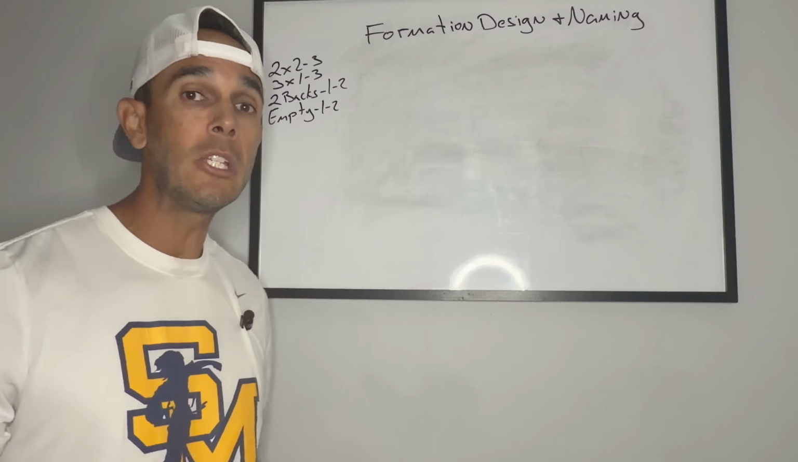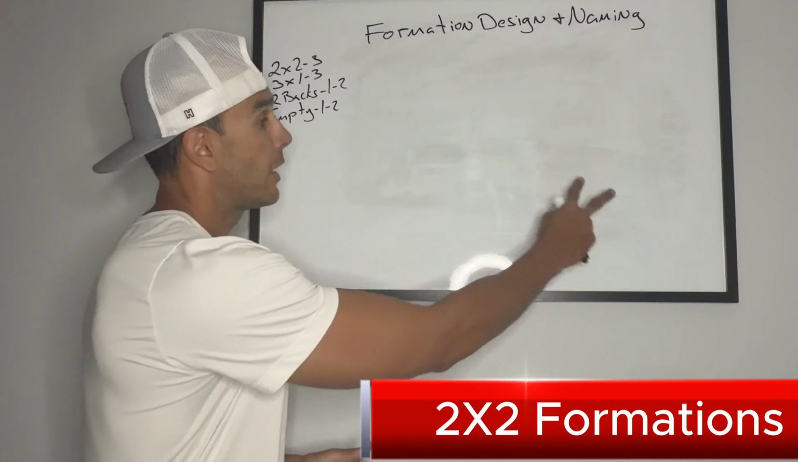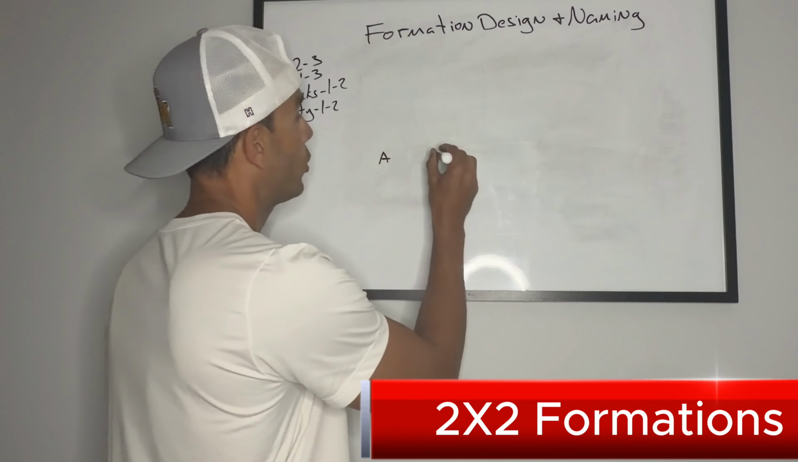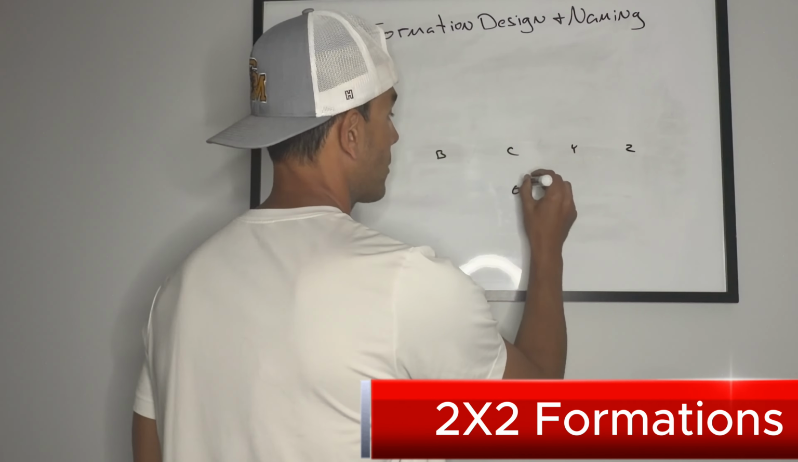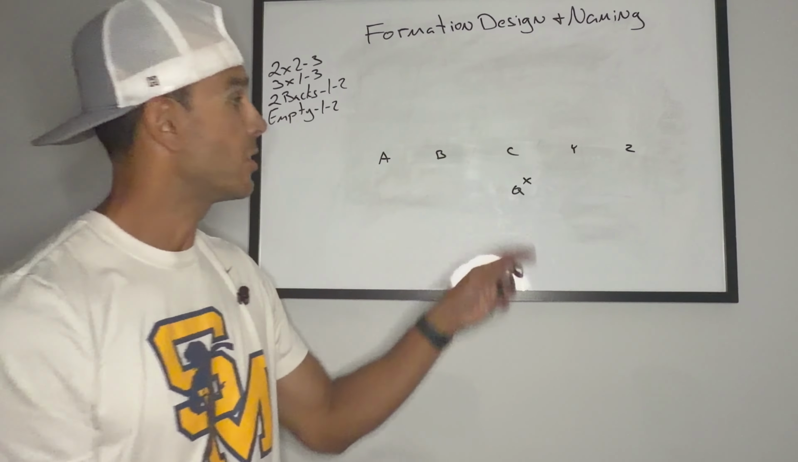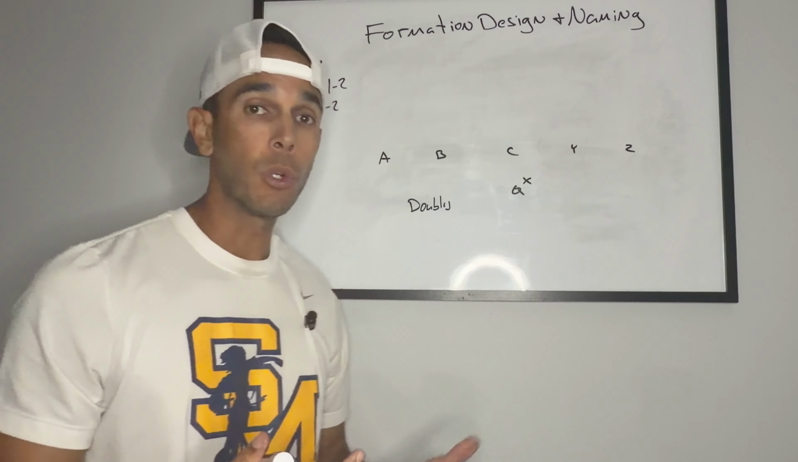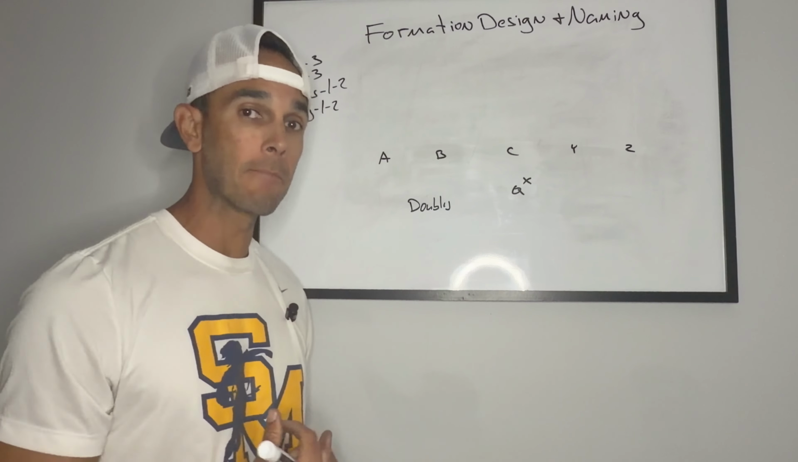You have at least 3 2x2 formations when you start out. So 2x2 means you have 2 players on each side of the center in the formation. As such, I'm going to use how we call our players position names for the sake of this video. So this is a formation we just call doubles. There's 2 receivers on each side. That's our base formation.